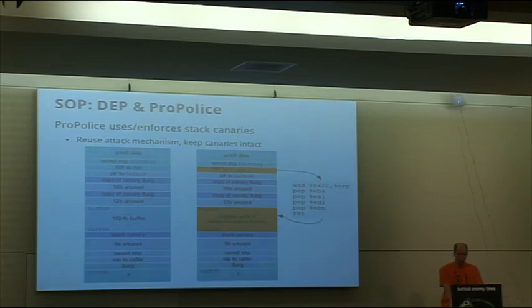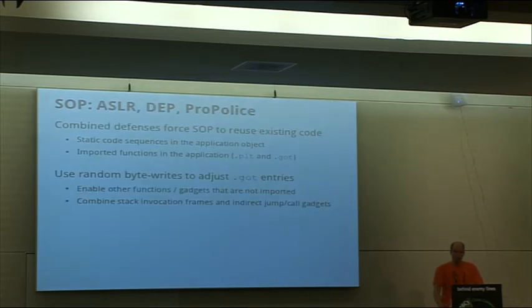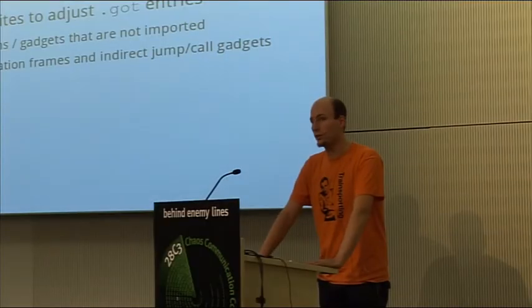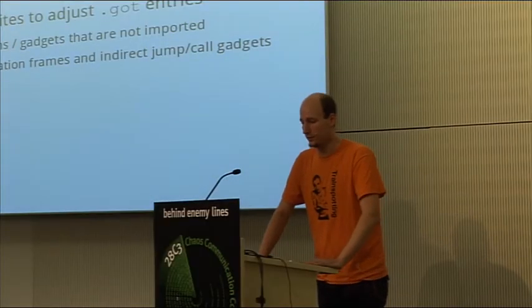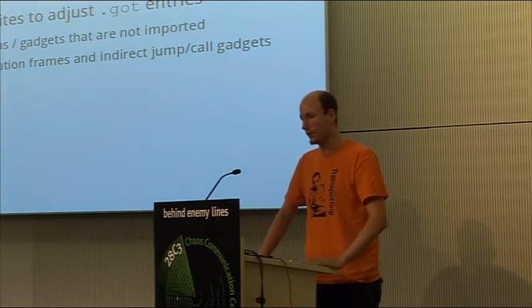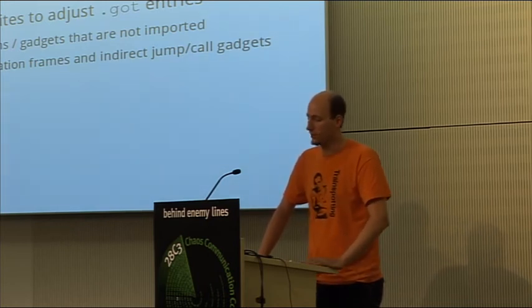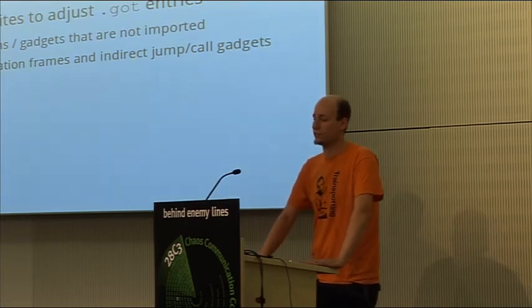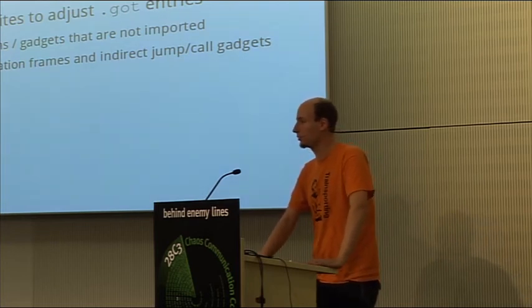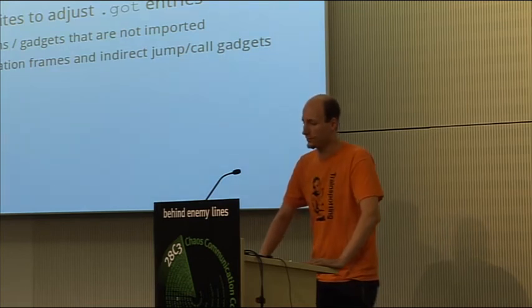So this is pretty nice and sweet, but what changes if we add ASLR, address space layout randomization, to the picture? So if you combine address space layout randomization, data execution prevention, and ProPolice, we have to rely on the already existing code and on the static locations that we know about. We also have a set of imported functions in the application in the procedural linkage table and some symbols in the global offset table that we can reuse for our purposes.